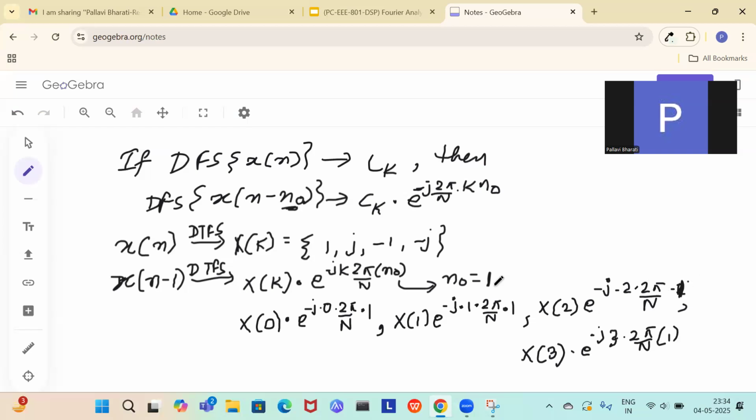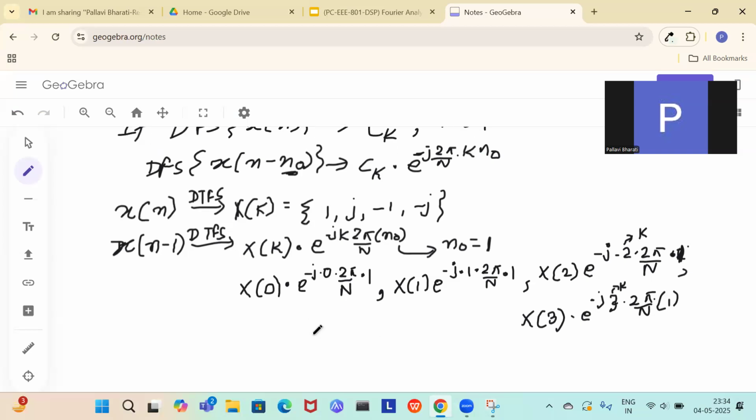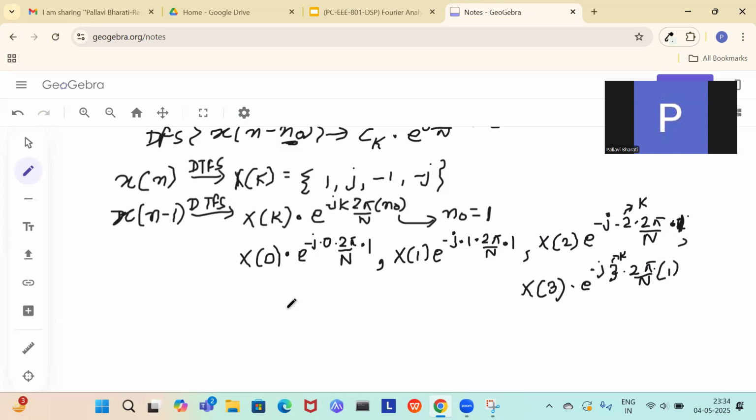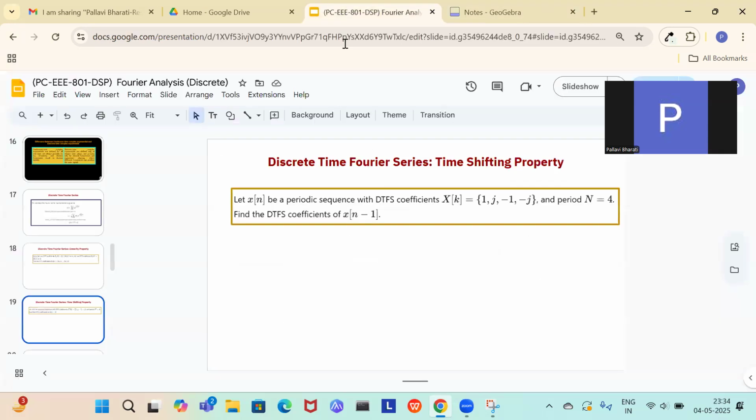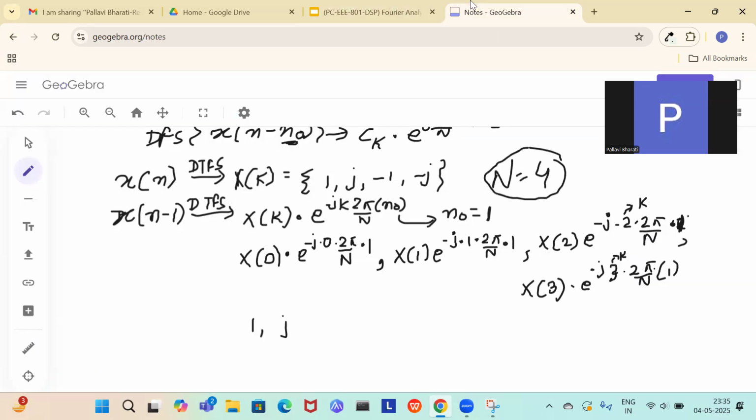So n naught is not changing for anyone. It is 1 here also and 1 here also. This is my k. The k is changing, right? So now if you see, for capital X0, the value was 1, and this whole thing is going to become 1 itself, so it is 1. For X1, the value was j, and here capital N for our case is 4. The length is 4. The fundamental period is 4. It should be given in the question. So capital N is given as 4.